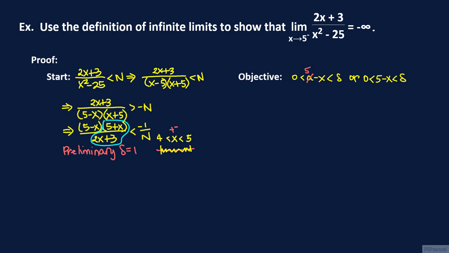We add 5 to each part of this inequality. And we get 9 is less than x plus 5 is less than 10. We now work on 2x + 3. We multiply each part of the inequality by 2 and then add 3 to each part.